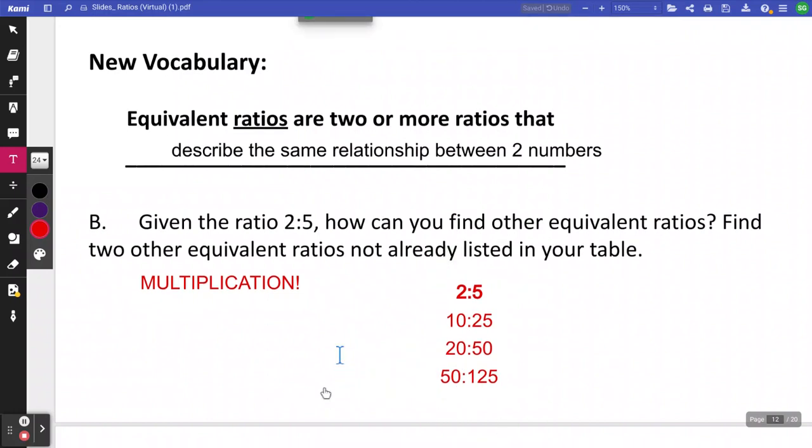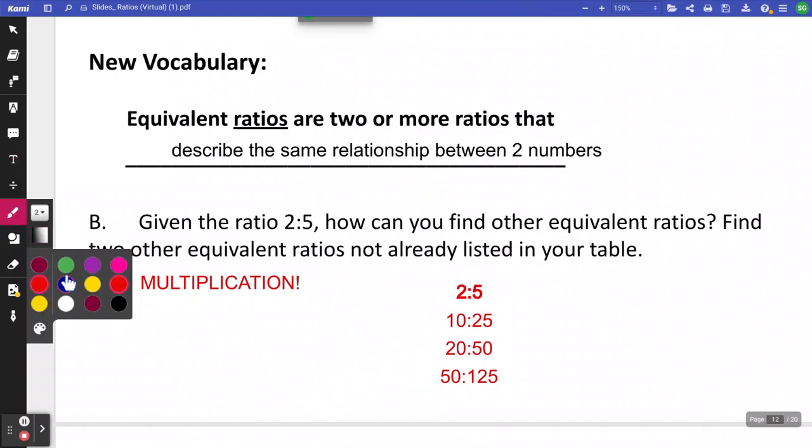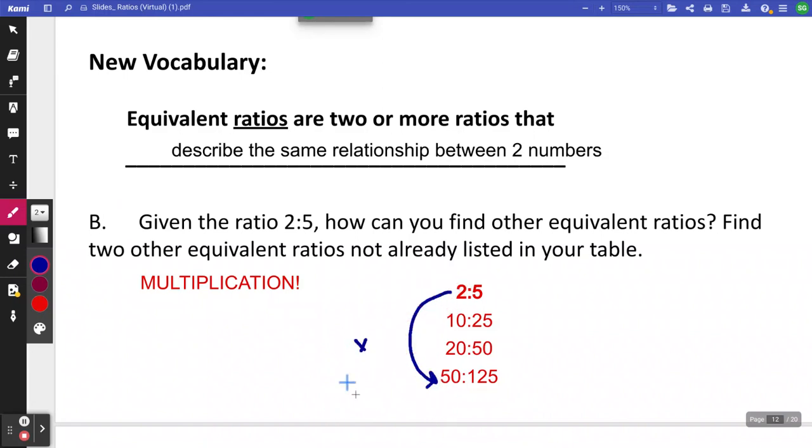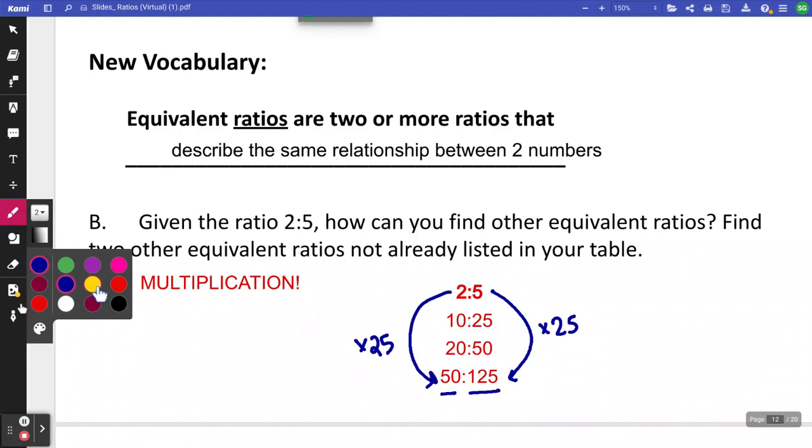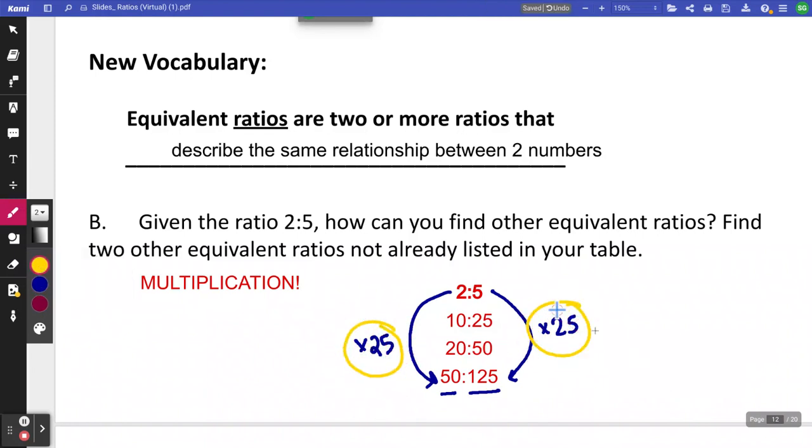But the key here is all of those are the same ratio. All of those are describing the same relationship between how much all of that ice cream is going to cost. The key here is multiplication. We are just taking that original ratio and multiplying it by a number. I choose 25. 2 times 25 gives me that 50, and 5 times 25 gives me that 125. You're using multiplication just to make sure those are the same.